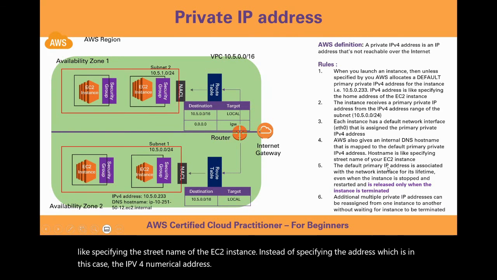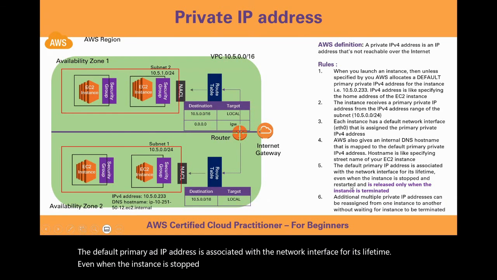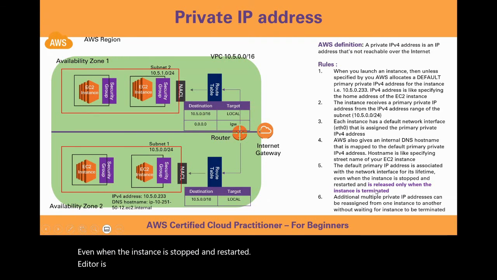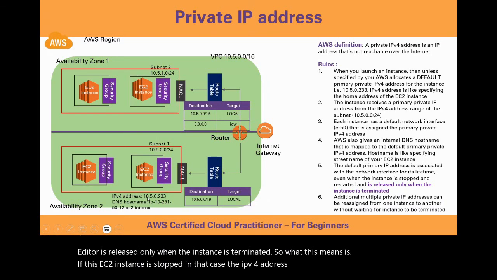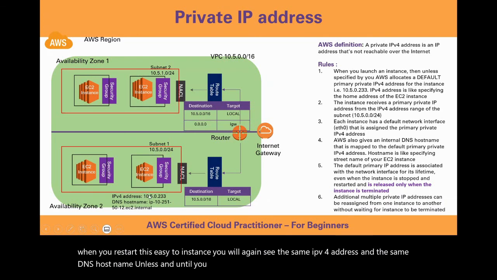The default primary IP address is associated with the network interface for its lifetime, even when the instance is stopped and restarted, and it is released only when the instance is terminated. So what this means is, if this EC2 instance is stopped, the IPv4 address will persist. When you restart this EC2 instance, you will see the same IPv4 address and the same DNS hostname. Only when you terminate this EC2 instance is the IPv4 address released back into the pool of this subnet.